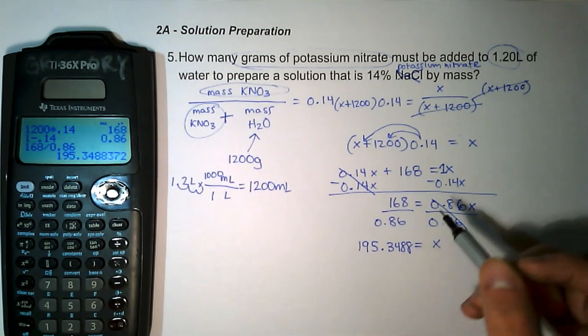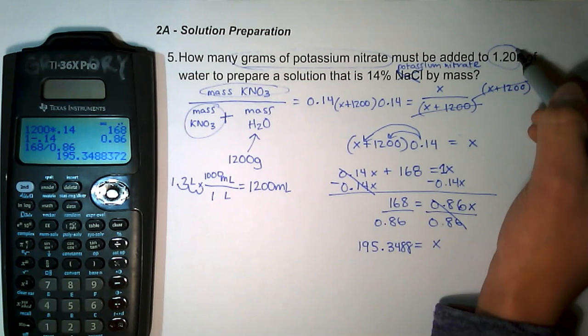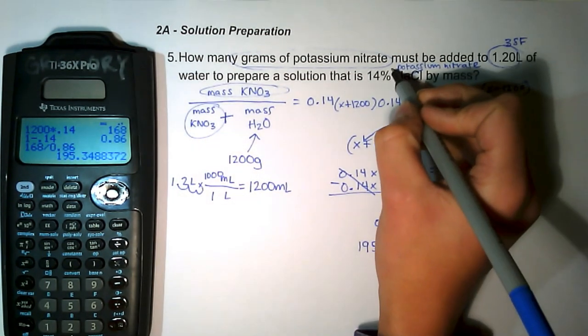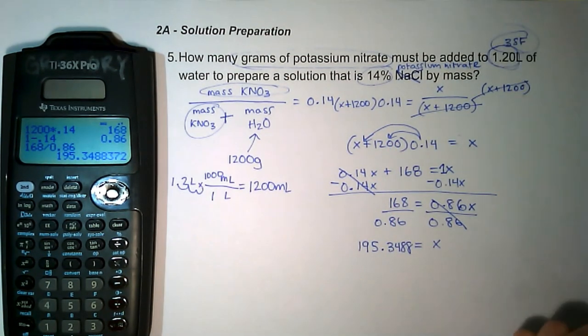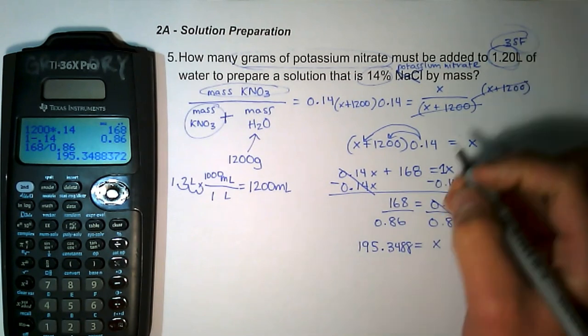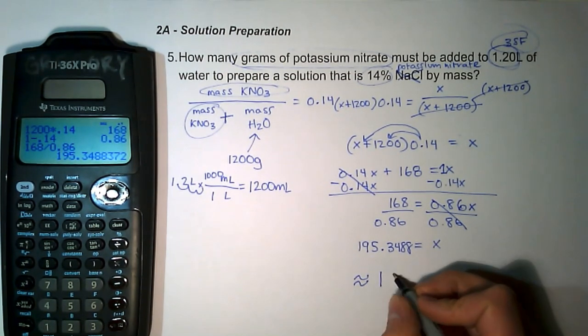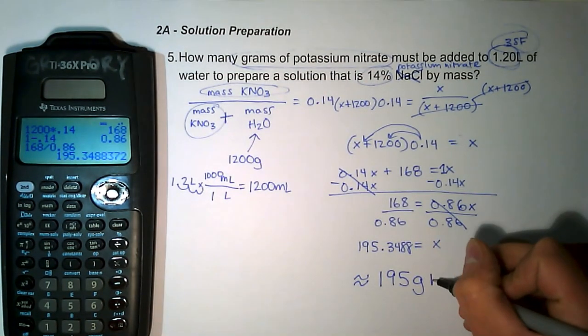195.3488. We know we need to round to appropriate significant figures, so looking back at the problem, we have 1.2, which has 3 sig figs, and we remember we're not going to look at our percentage here, we're just going to look at the volume. So we round to 3 sig figs, so we're going to round this to approximately 195 grams of KNO3.